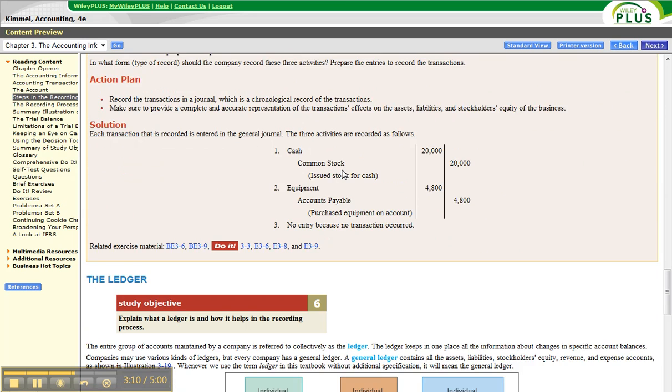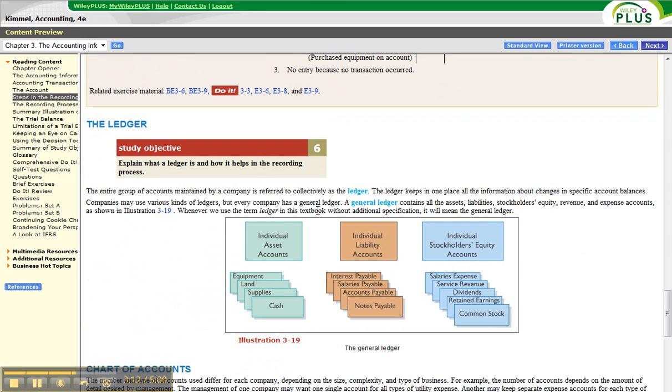And then study objective 6 shows you what a ledger is. So you can see within the asset classification, there's a bunch of different asset accounts, and there's even more. I mean, as many as the company needs. They would have an account for every kind of thing that's relevant for their business. Liability accounts, lots of different liability accounts. Stockholders' equity, lots of different accounts there too.